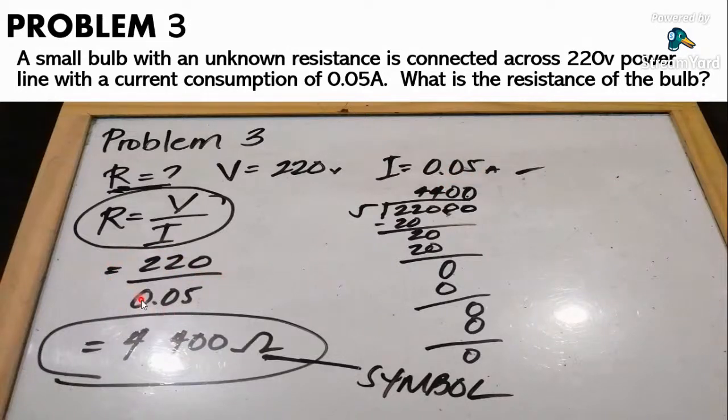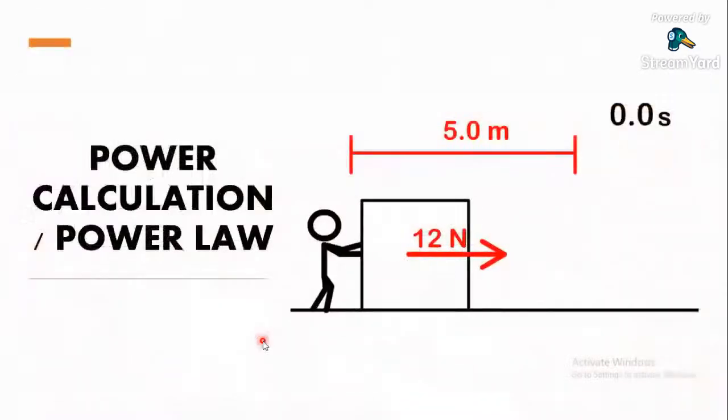Then after this one, of course, simplify it, make your solution. And then, write your solution with symbol. Kailangan kasi may label palagi para hindi naliligaw kung resistance ba yan, voltage ba yan, or current ba yan. So, you have here 4,400 ohms. Kasi ang symbol ng resistance is ohms. So, that's it for Ohm's Law. Pinakita ko sa inyo kung paano mag-solve kapag nawawala si voltage, pag si resistance naman yung nawawala, at pag nawawala si current. Now, let's go on to the next one.